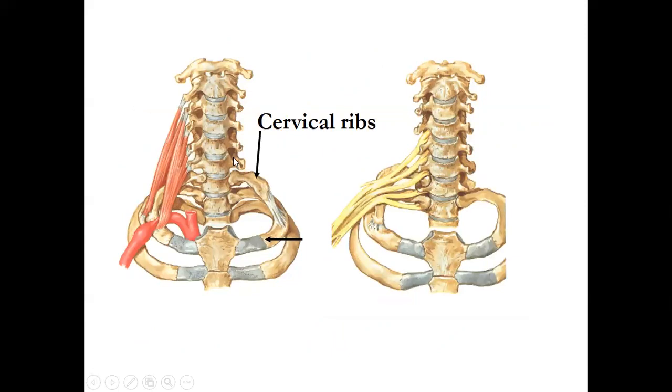Okay. Oh, we have another picture. This is a cervical rib. Okay, cervical ribs. You can see here, cervical rib. Accessory ribs that happen at the cervical region.